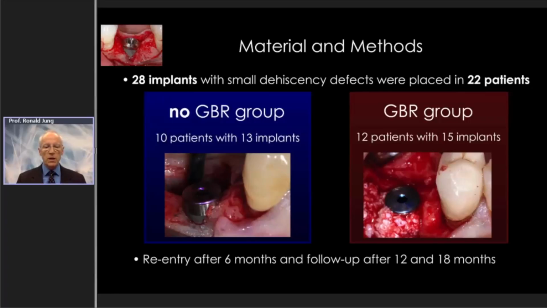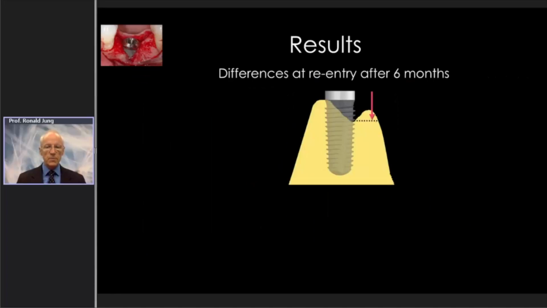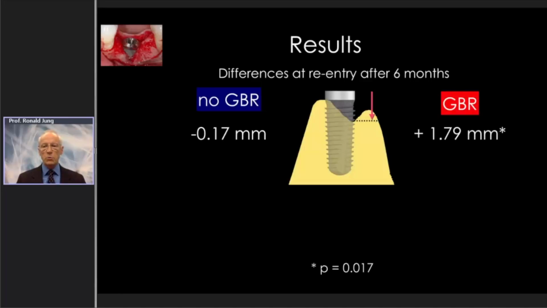A re-entry was carried out 6 months later, so another clinical assessment, and then there were follow-ups at 12 and 18 months. Let's look into the results. The differences at re-entry at 6 months compared to baseline: the group with no GBR lost about 0.2 millimeters of vertical bone height, and the group with GBR, thanks to the GBR, had gained 1.8 millimeters.